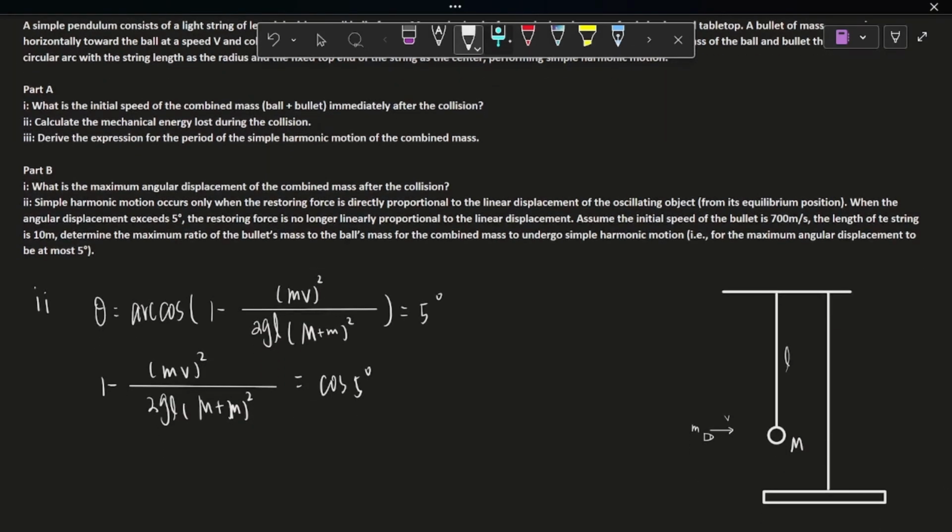After subtracting 1 on both sides and multiplying 2gl on both sides, we can get mv squared over 2gl over (m plus M) squared, because 2gl has been multiplied and cancelled out. m plus M squared is equal to 0.746.